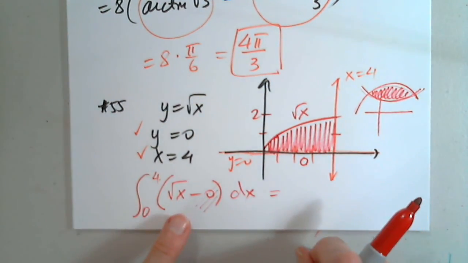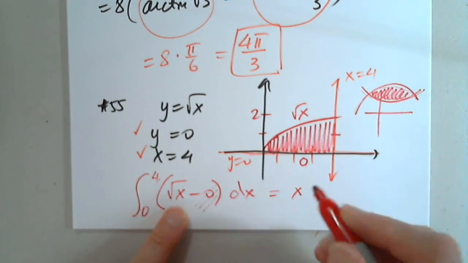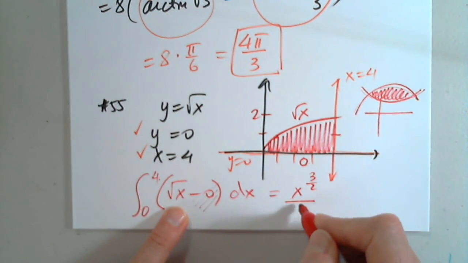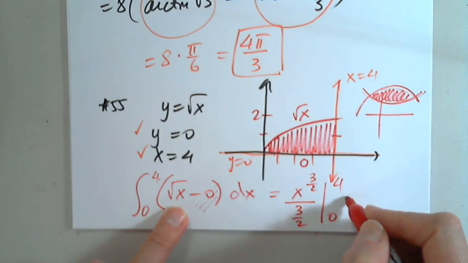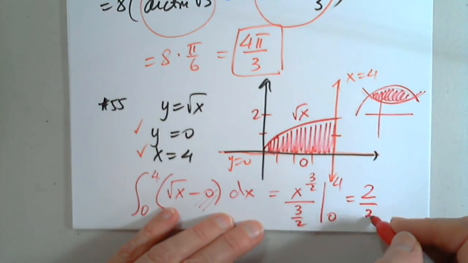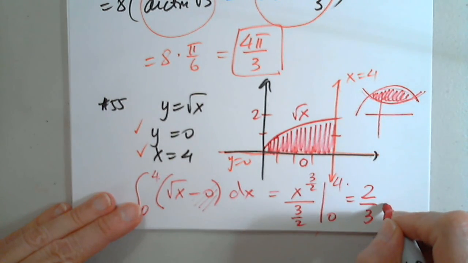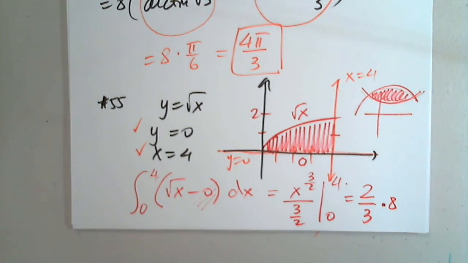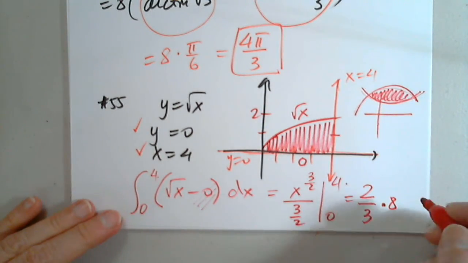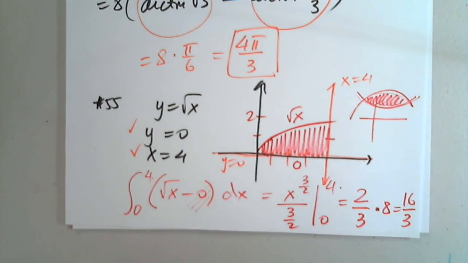So how do I determine this? It's x to 1/2. So x to 1/2 plus 1 is 3/2 over 3/2 from 0 to 4. 2/3. The square root of 4 is 2. 2 to the third is 8. So times 8. And there is no reason to plug in 0 because I get 0. So this is 16 over 3. But again, there is a huge chapter coming up for you in Calc 2, chapter 6.